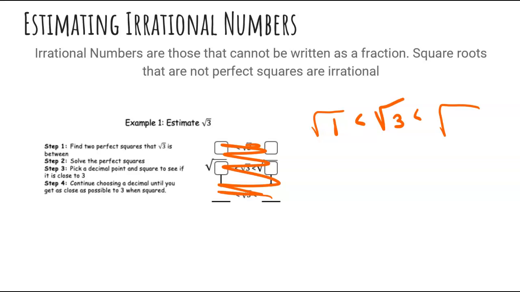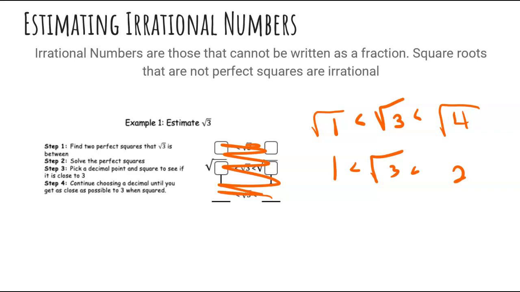And I also know that the square root of 4 is a perfect square, because 2 times 2 gives me 4, and that's really close to 3. Okay, so I know it's between those two square roots. So if I know it's between those two square roots, I also know that it's between their two perfect squares. So the square root of 1 is 1, because 1 times 1 gives me 1. And the square root of 4 is 2. So I know that the square root of 3 is between the numbers 1 and 2. So it's some decimal, 1 point something.